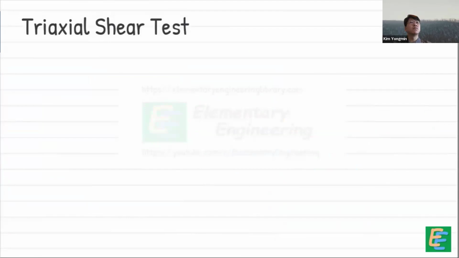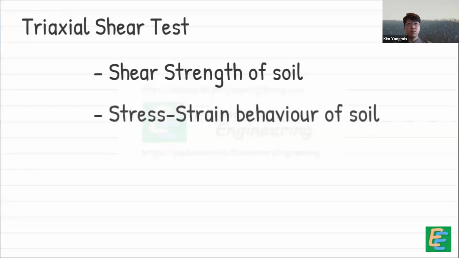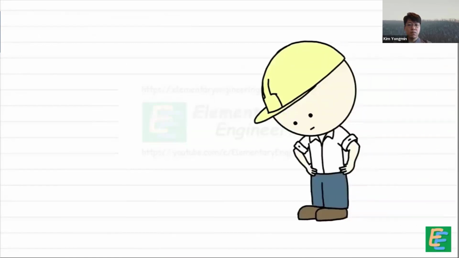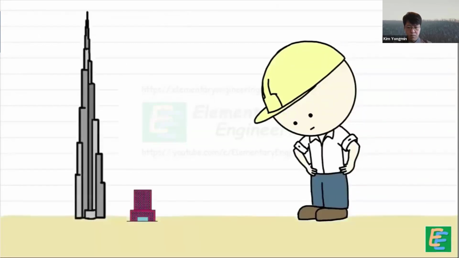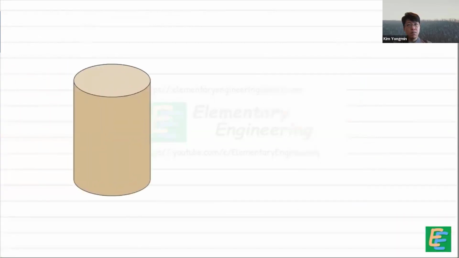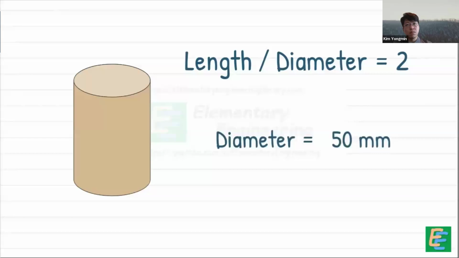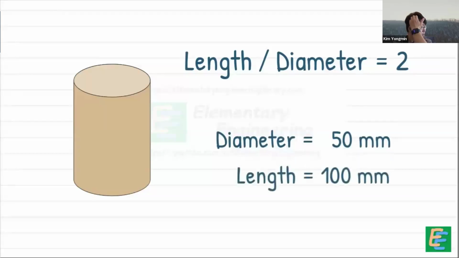The triaxial shear test is a crucial method used to determine the shear strength and stress strain behavior of soil samples. It can be performed on various types of soils, such as clay and sand, and the results help engineers understand how the soil will behave under different loading conditions. The test is performed on a cylindrical sample of soil. Usually, the sample's dimensions are kept at a length to diameter ratio of 2. For example, if the soil sample has a diameter of 50 mm, its length would be 100 mm.